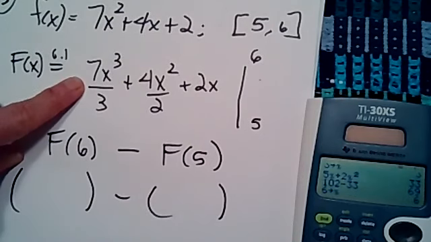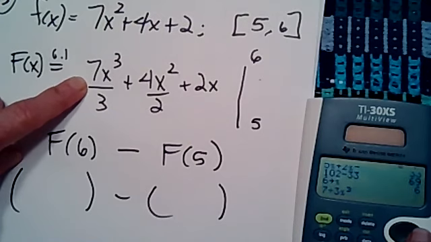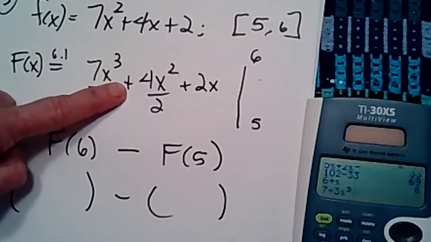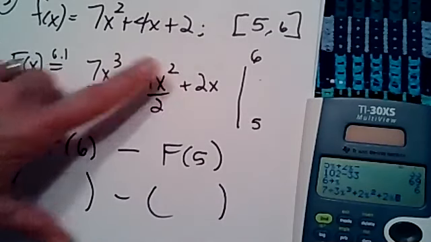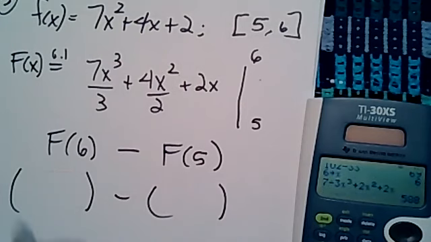Type in my antiderivative. I say 7 divided by 3, x to the third. You could say 7x to the third divided by 3. And when I'm up there, I have to come down from that exponent. And then plus 2x squared, plus 2x. Push enter, and I get 588.